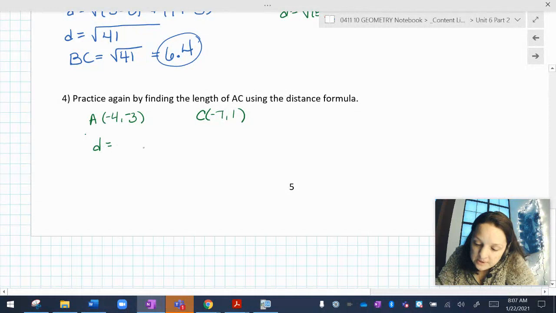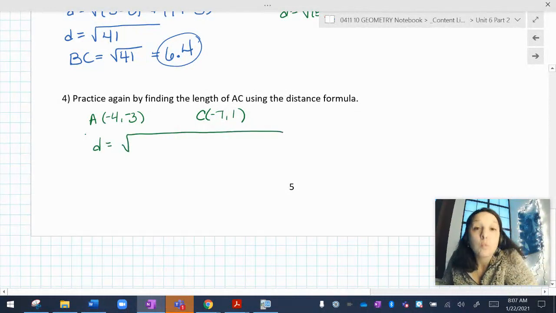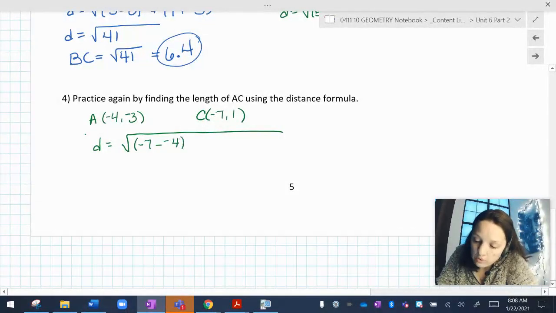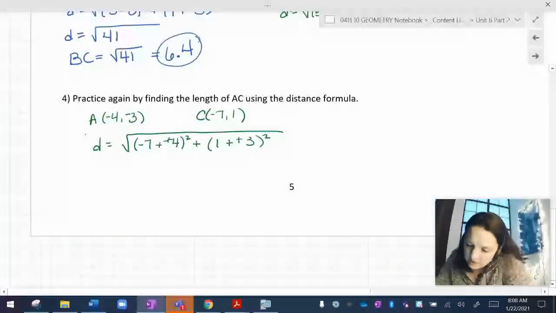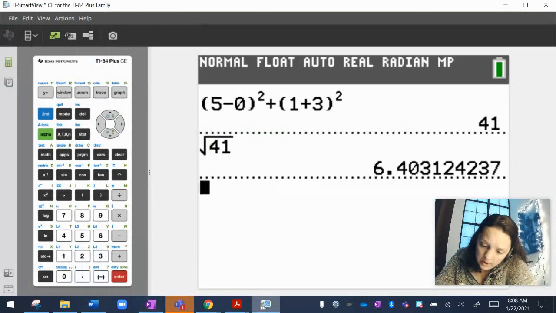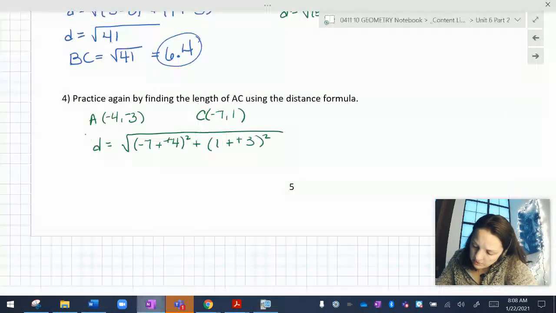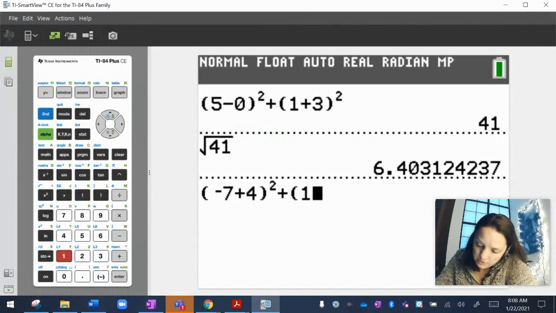So then the distance is going to be, with the distance formula, negative 7 minus negative 4 squared, which will become pluses, plus 1 minus negative 3 squared. Change those to pluses. And then type that into the calculator. So I have negative 7 plus 4 squared plus, and then what was the other part? 1 plus 3 squared.